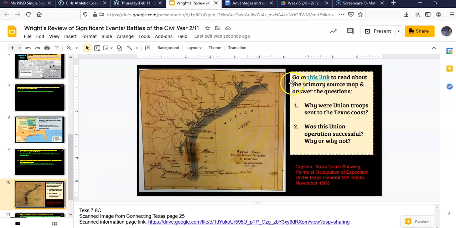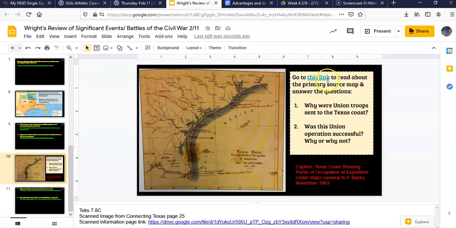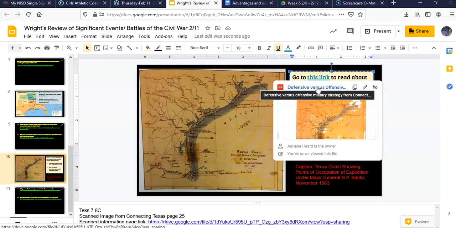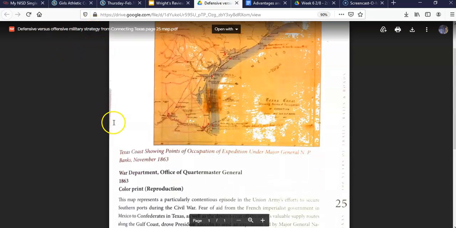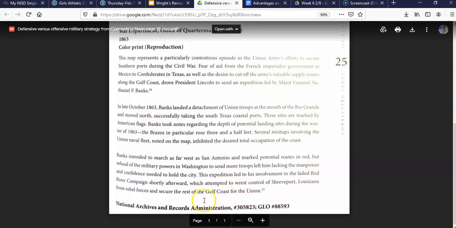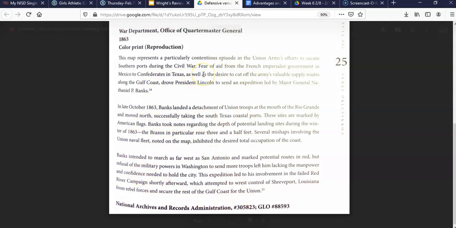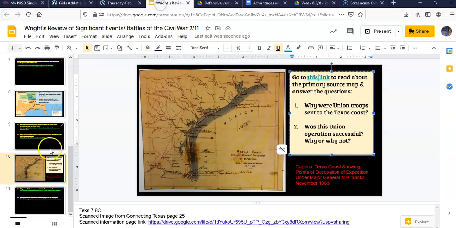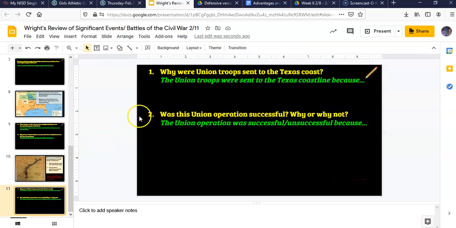Now, on the last slide, it says go to this link to read about a primary source map and answer the questions. Why were the Union troops sent to the Texas coast? Was this Union operation successful? Why or why not? So I'm going to click on my link about defensive versus offensive military strategy, and I'm going to read over it. Then I'm going to go back to my slideshow and answer the questions.